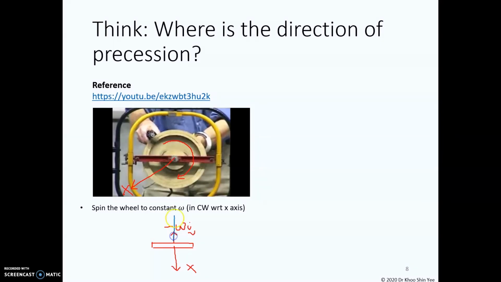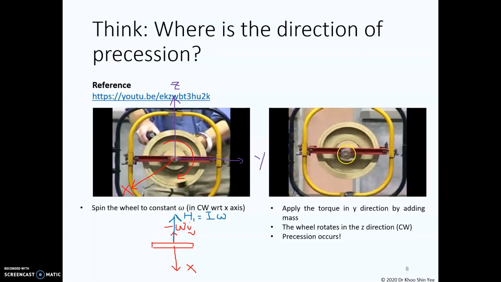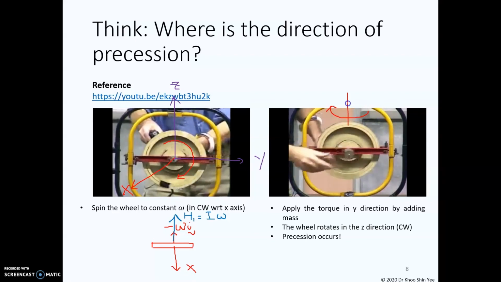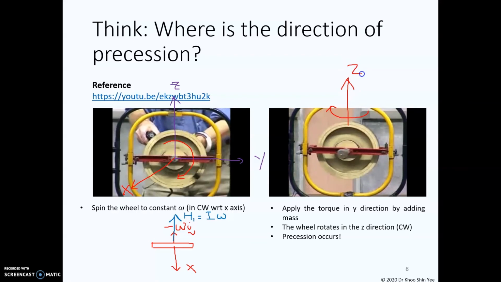The angular momentum of the wheel will be in the same direction here as well, which is equal to h1, and it can be computed by using I omega. Let's have this direction to be your y direction and the vertical direction to be your z direction. So you put the mass on the spinning wheel, and the wheel rotates in this direction with respect to the z axis.